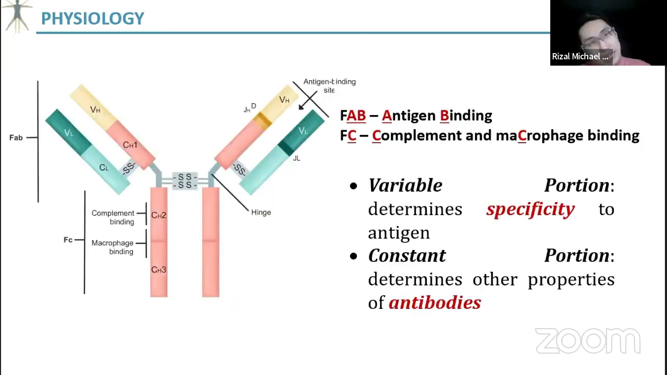So briefly lang then, this is your antibody. This is your FAB region, your fragment antigen binding. Diyan siya nagbabind. And then your FC region is for your complement and your macrophage binding. So FC, complement and macrophage. Your variable portion, itong letter V, is for specificity na antigen, while yung constant rather is for the antibodies itself. So this is more detailedly discussed in biochem, I believe.